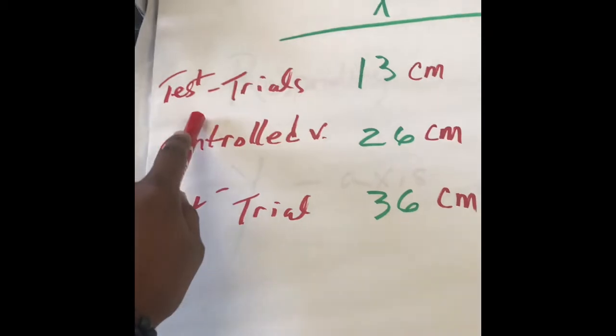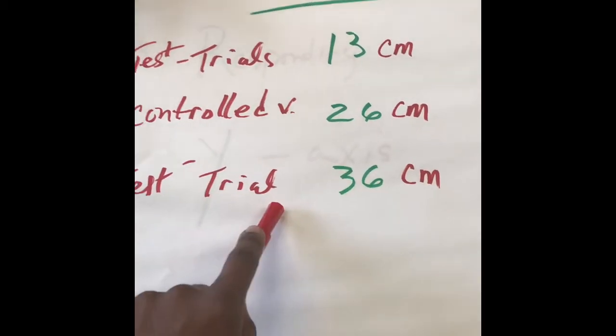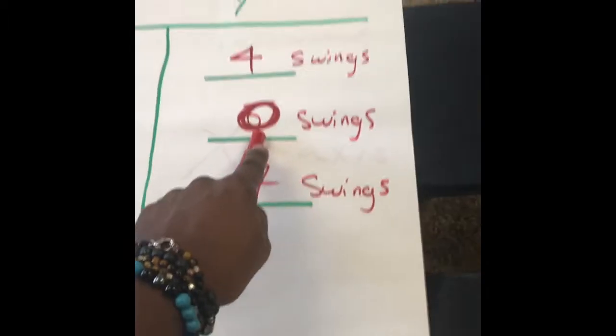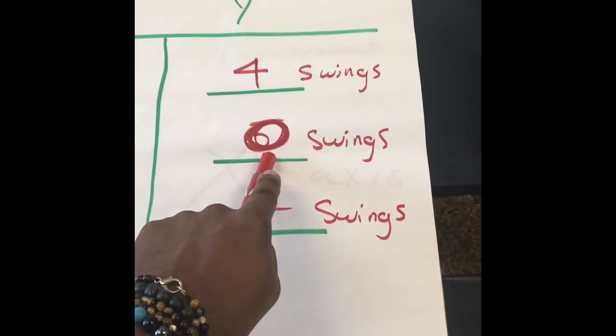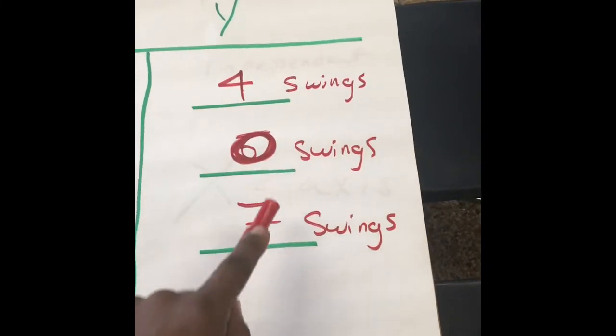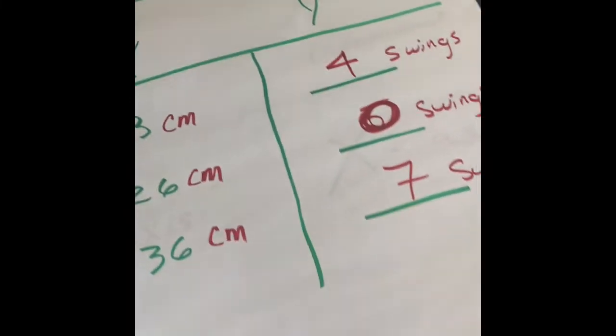As you can see, the test trial, and then the control variable at 26, that had 0 swings. And of course you would do this for multiple trials. And then that has 4 swings, and then that has 7 swings. Let's look at the next sheet to see what that looks like.